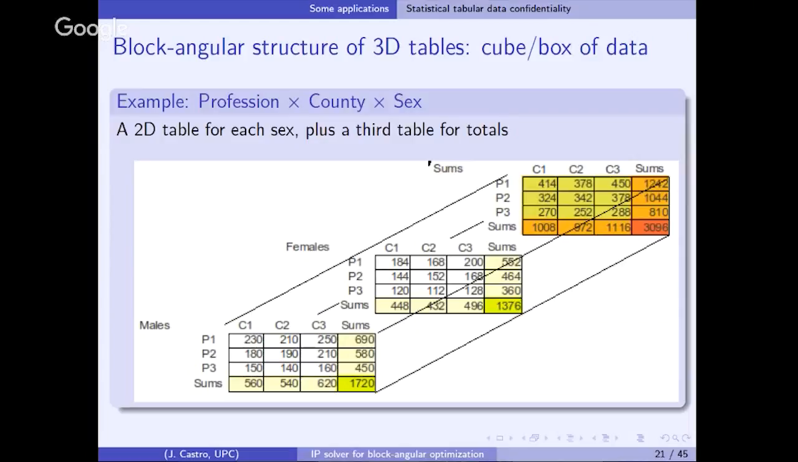For males, you have one block of equations. For females, you have a second block of equations. And you have one last block, which are the linking constraints. That implies that the sum of this number and this number has to be equal to this number.